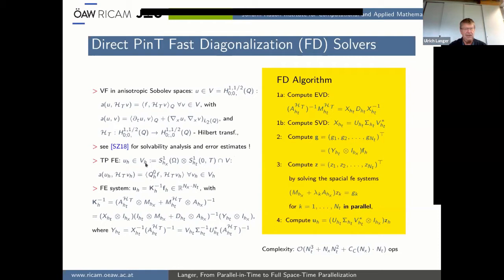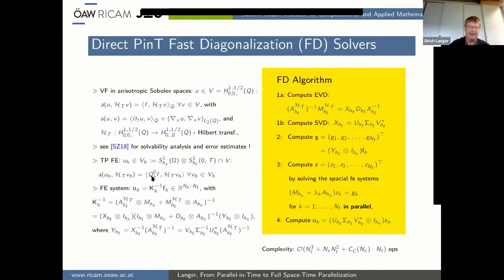So we use a tensor product setup: simplicial elements, linear for simplicity, but they can be polynomials of degree p, and also linear in t, which can be polynomials of degree p. And then you use Galerkin's method, and your bilinear form, by the way, is elliptic. So then it's very easy to derive the error estimates. This is in this paper.